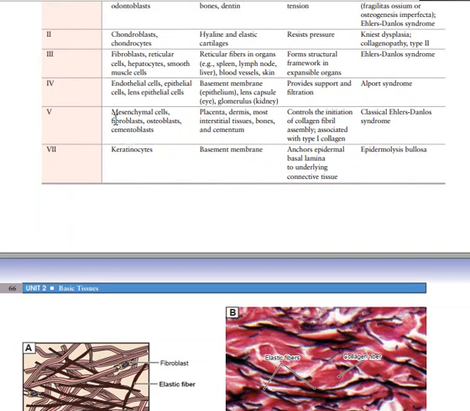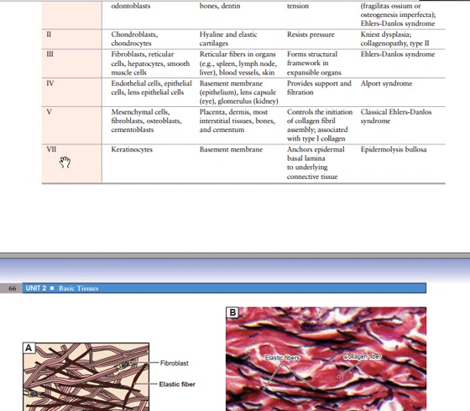Now the next one is type 5. With type 5, you also have a classical Ehlers-Danlos syndrome, because type 5 and type 3 are also involved in the production of type 1, but type 5 is mostly involved in the production of type 1. Since type 5 is mesenchymal, you are going to have the production of type 1 collagen in utero. So the patient is going to have Ehlers-Danlos syndrome already as a neonate.